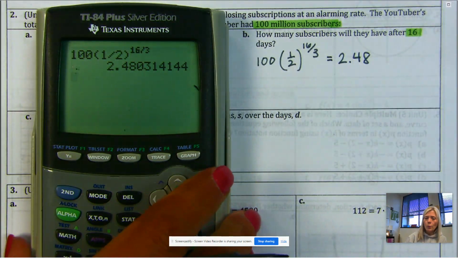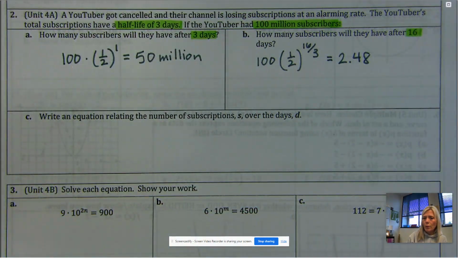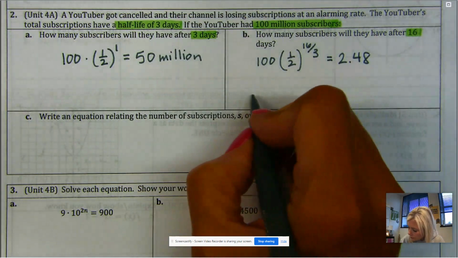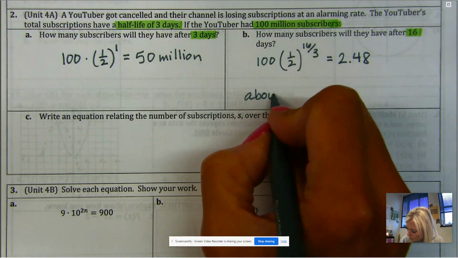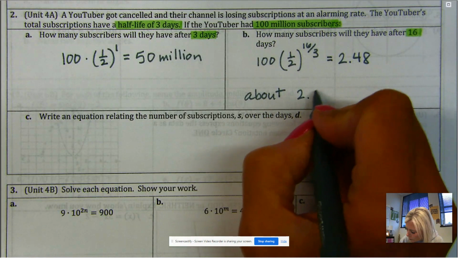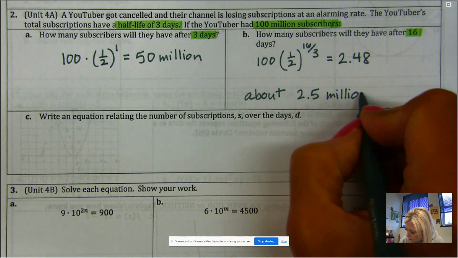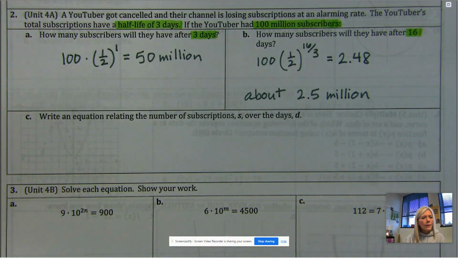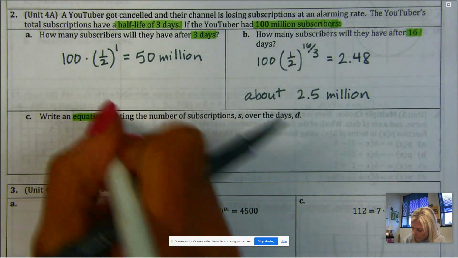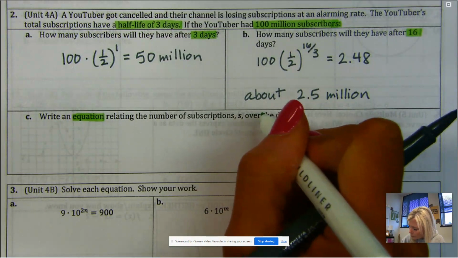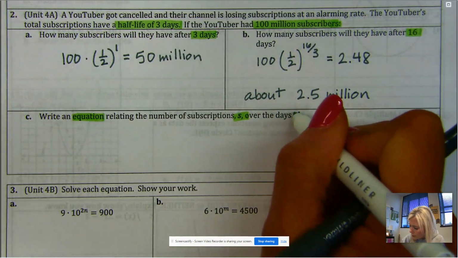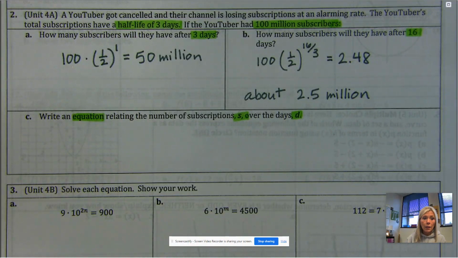So I would say 2.48, or about 2.5 million. Remember, these are still in millions. Okay, and now we're going to write a general equation using S for the number of subscriptions and D for the number of days, because again, the half-life is 3 days.